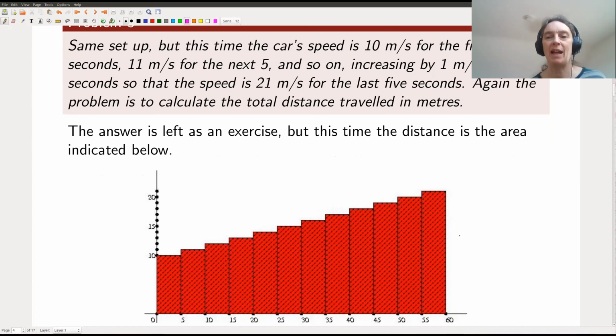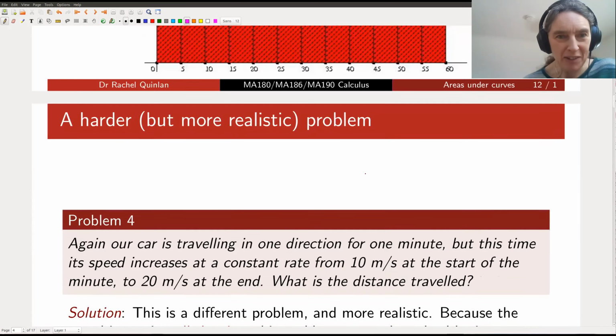And so again, the problem is to calculate the total distance. And again, we can conceptualize it as the sum of the areas of a bunch of rectangles, each of which is 5 seconds wide, and which has a height corresponding to the constant speed during that particular 5-second interval. And we can figure out easily, if we want to, what the answer would be for that case. So here, in the first 5 seconds, we're going to travel 50 meters. In the last 5 seconds, we're going to travel 5 times 21 meters, and we can figure out the total if we want to. I won't expect you necessarily to do that.